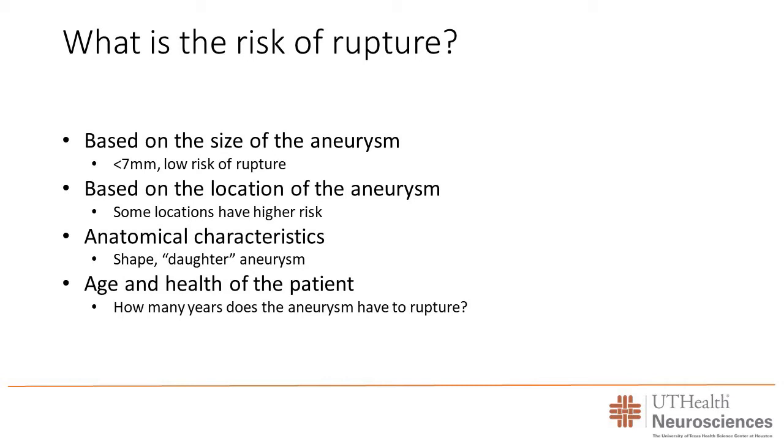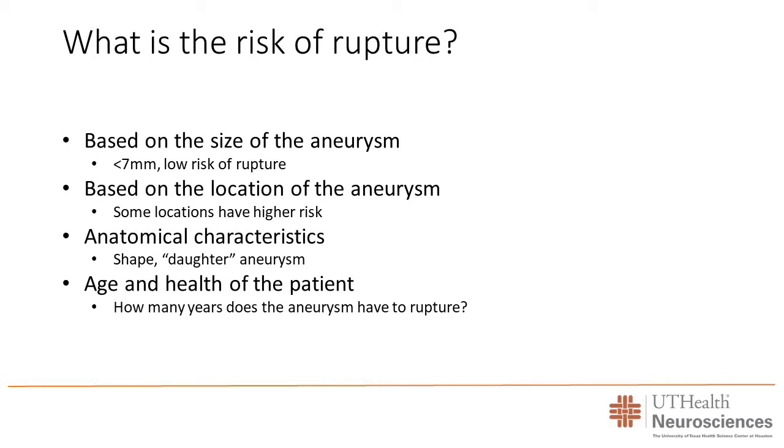Some locations, particularly in what we call the posterior circulation, there's 2 major types of arteries that go to our brain, the anterior and posterior, seem to have a higher risk. For surgeons that treat a lot of aneurysms, there are also some anatomical characteristics that worry us. If the aneurysm looks really irregular, or if the aneurysm has a little bleb sticking out of it that we call a daughter. So those are all things that we think about of the aneurysm itself.